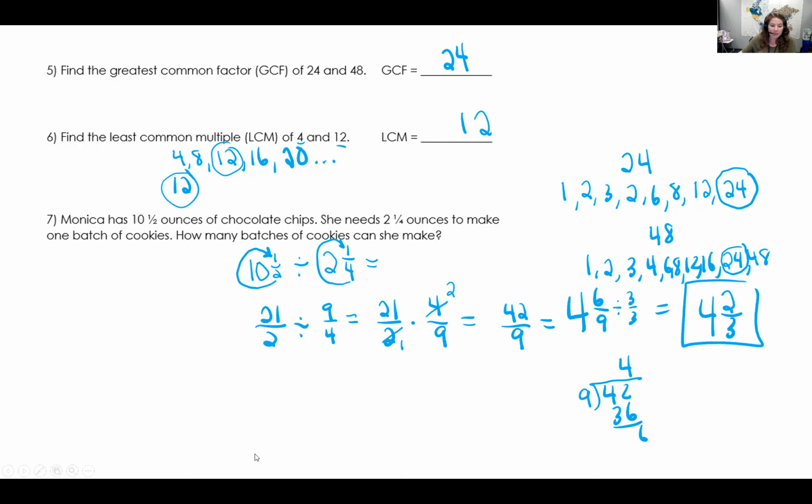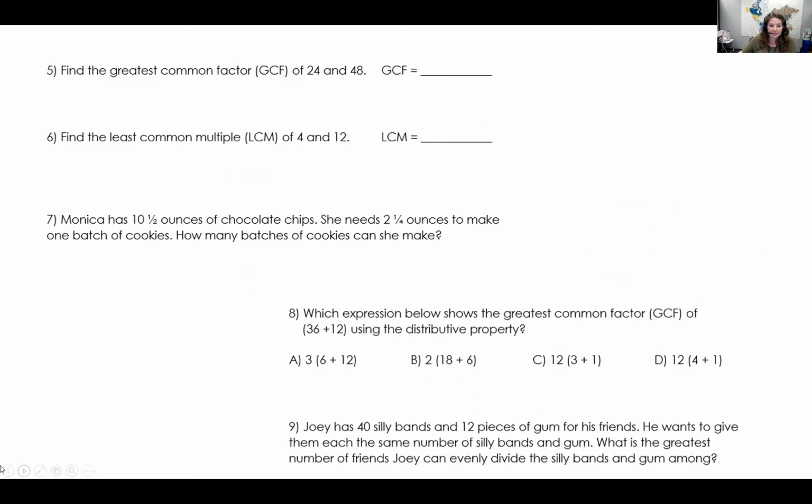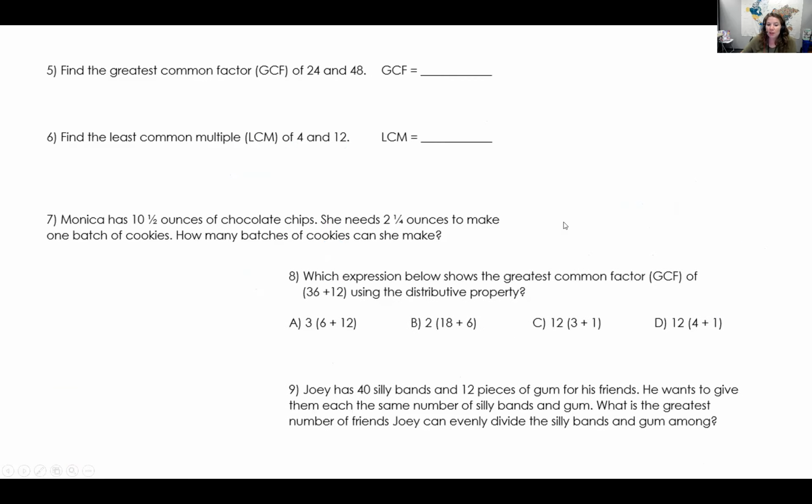4 2/3 is the best answer. All right, what's next? Which expression below shows the greatest common factor of 36 and 12? So I know that both of these numbers can be divided by 12, right? So if I bring out a 12, 36 divided by 12 is 3, and 12 divided by 12 is 1. And so this is the answer.